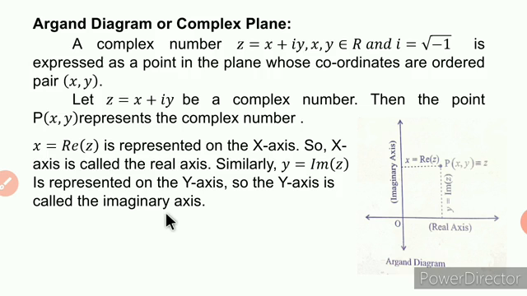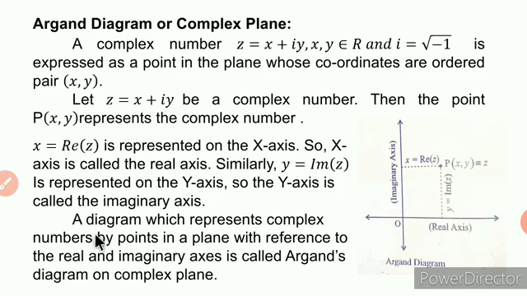Now here from this figure we observe that a diagram which represents the complex number by the point in a plane with reference to the real and imaginary axis is called as the Argand diagram. This is the proper definition for the Argand diagram. And so a diagram which represents complex numbers by points in a plane with reference to the real and imaginary axis is called Argand diagram or the complex plane. This is about Argand diagram.